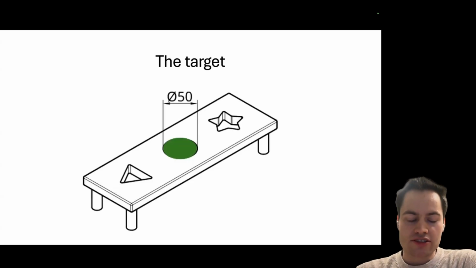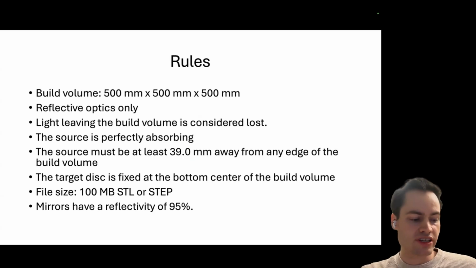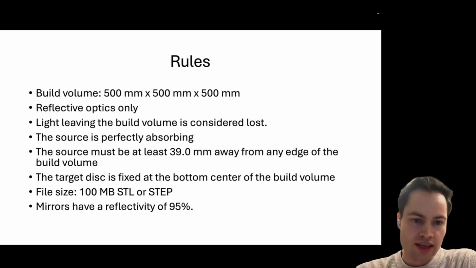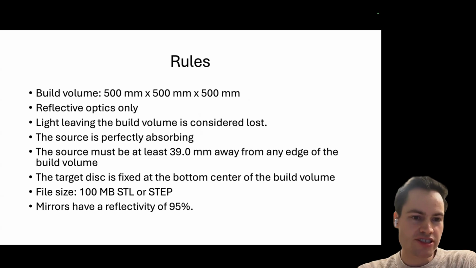The target is just a flat disk, diameter 50 millimeters. So any light that enters this top hole of this toy, we consider successfully delivered. And the goal now is to get as much as possible of the light through or into this disk. We have a build volume of our 3D printer of 500 by 500 by 500 millimeters, only reflective optics, no lenses.